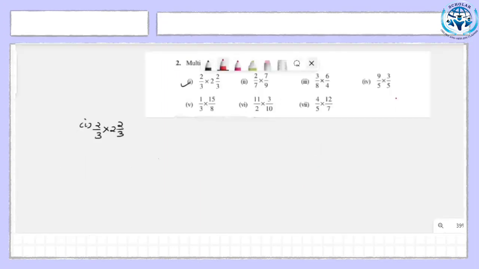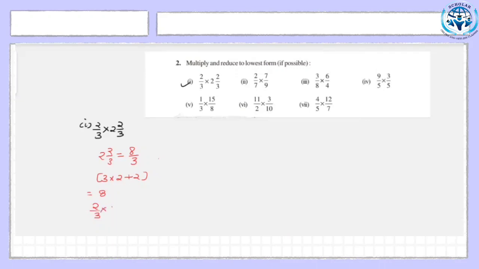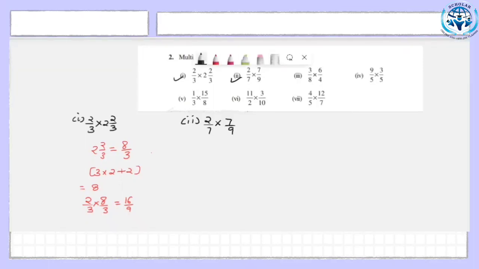Next, second question. 2 by 3 into 2 2 by 3. First of all, we will convert this mixed fraction into improper fraction. 3 2s are 6, 6 plus 2 is 8, so 8 by 3. So, 8 by 3 and 2 by 3 are multiplied. And we will get 8 2s are 16 and 3 3s are 9. Second one, 2 by 7 into 7 by 9. 7 and 7 are cut and we will get 2 by 9 as the answer.